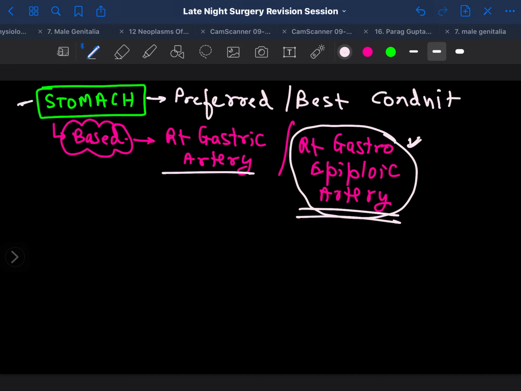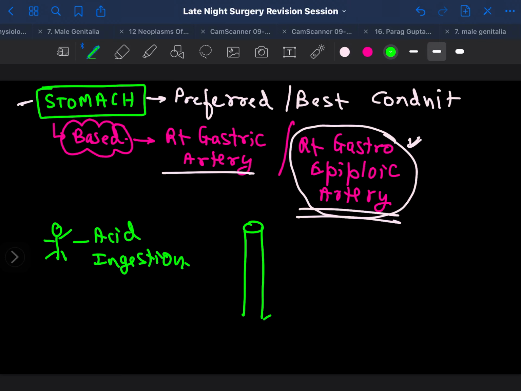So in the stomach, the preferred conduit is the right gastric artery or the right gastroepiploic artery. This right gastroepiploic artery is the preferred conduit which we use. Now one thing you need to understand is that if there is a patient who has an acid injury, a patient who has gone for acid ingestion, what is going to happen? The acid is going to travel from the esophagus and ultimately come to lie in the stomach. It passes from the esophagus in around 10 seconds, 30 seconds at the max.